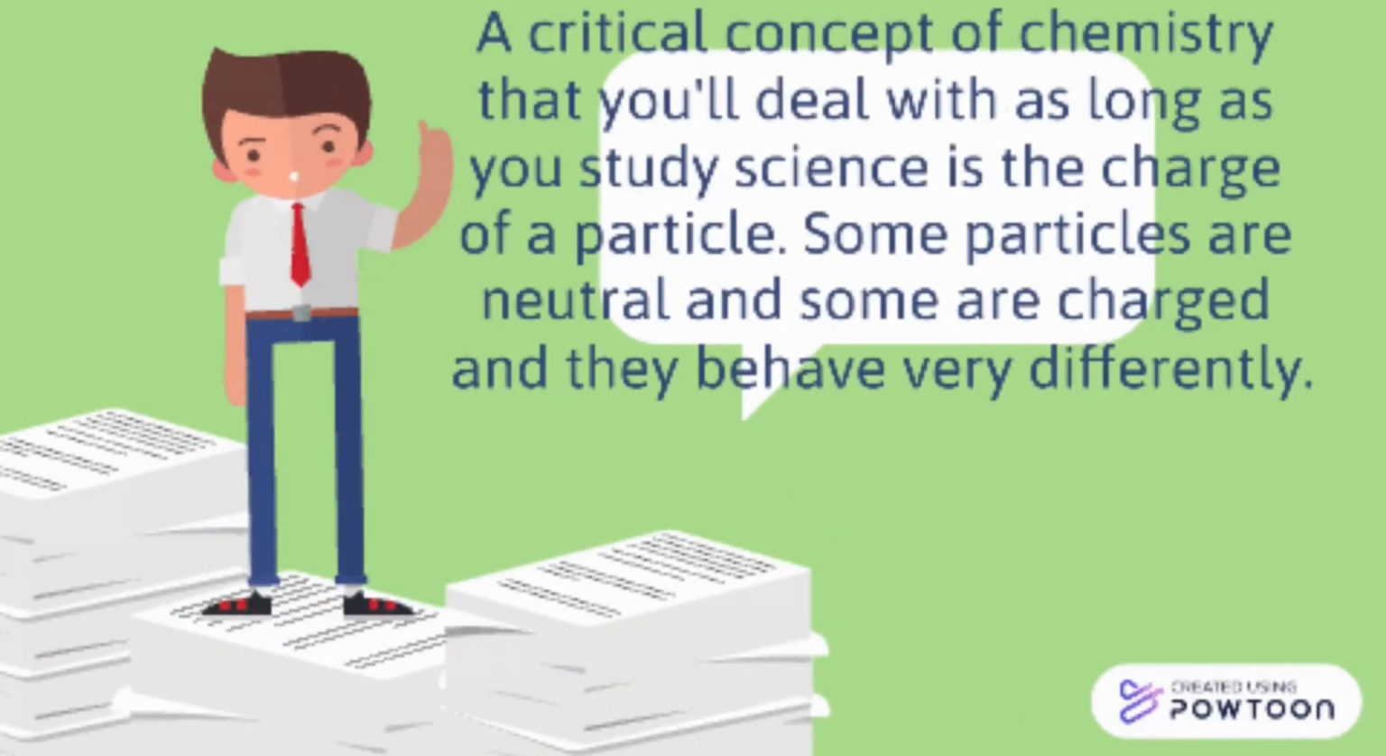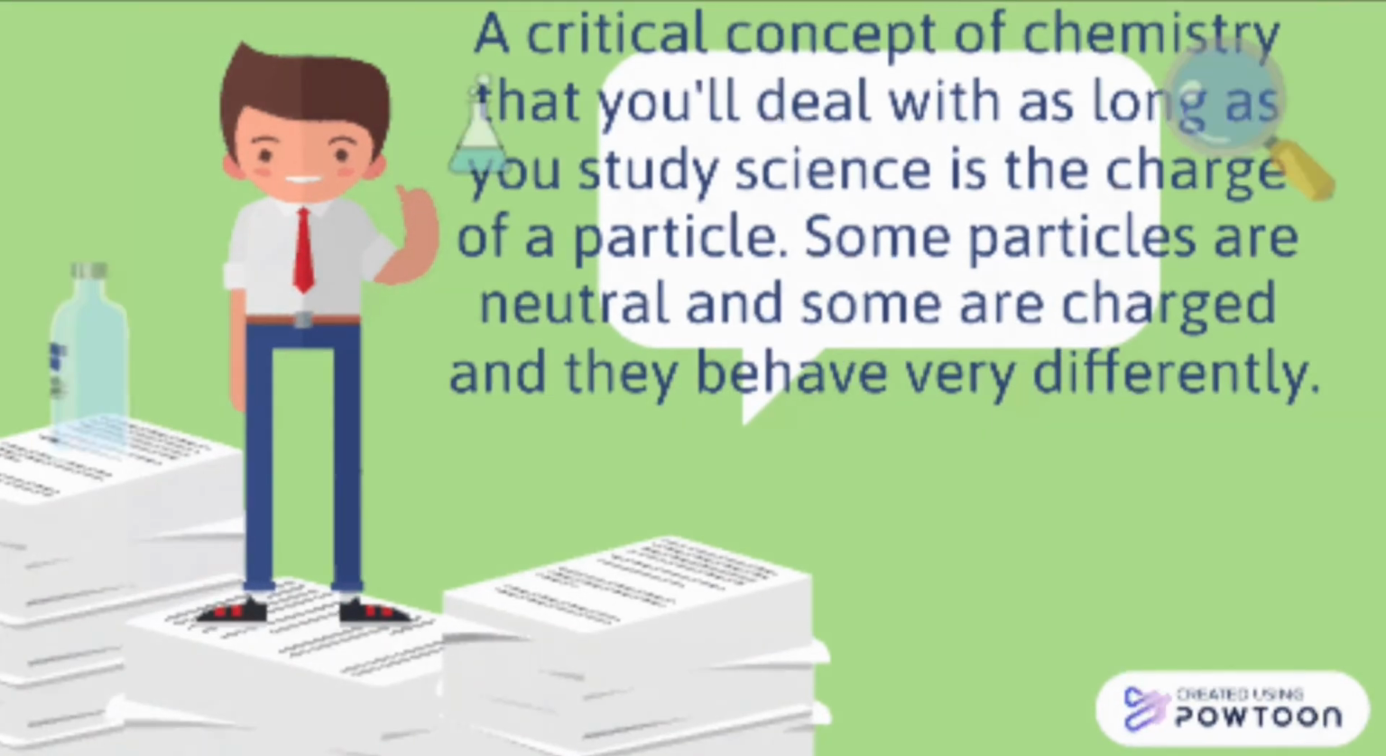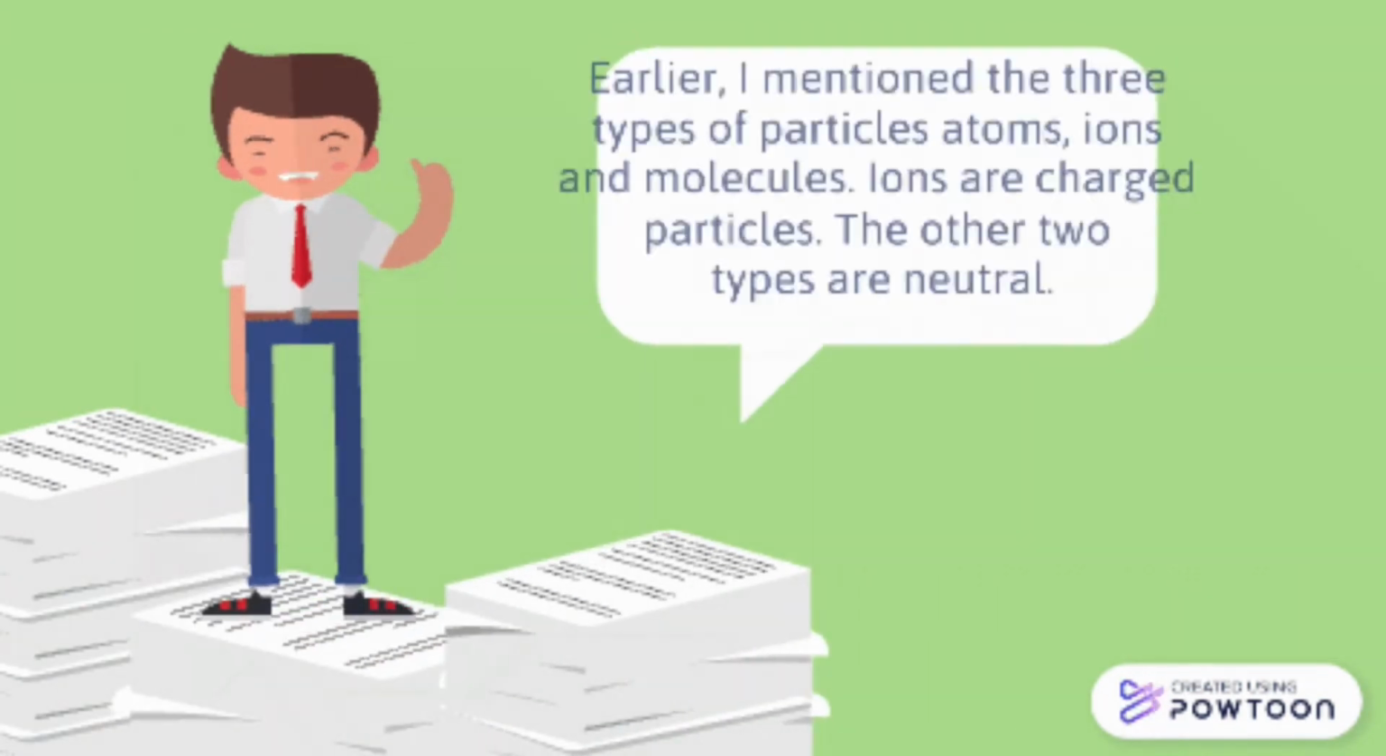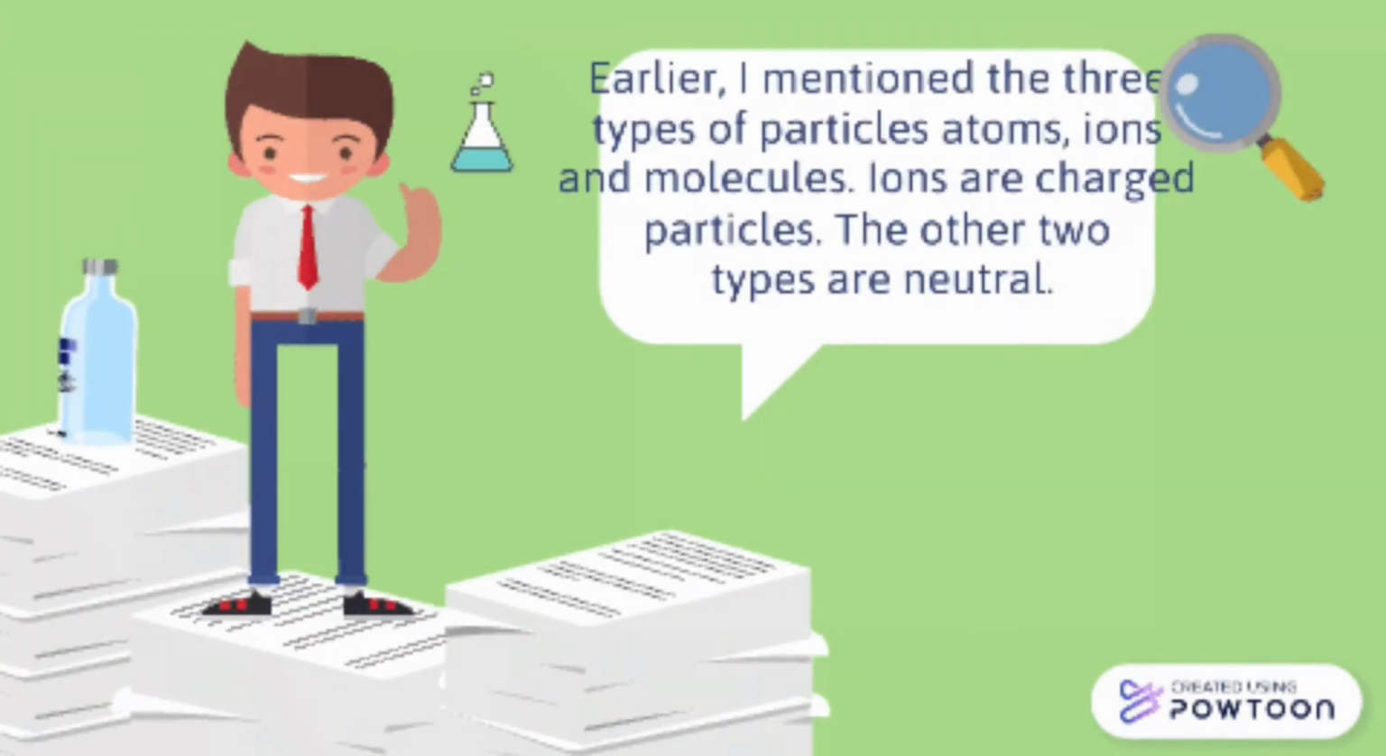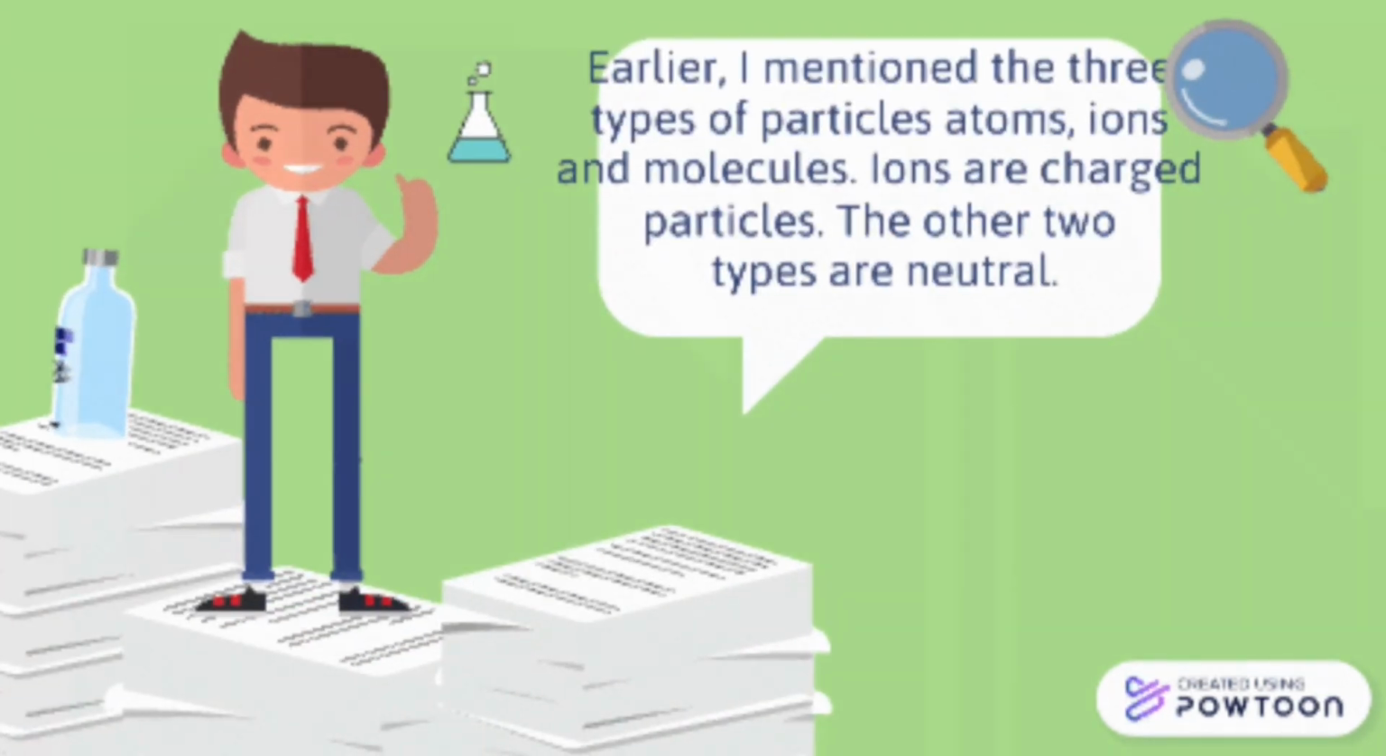A critical concept of chemistry that you will deal with as long as you study science is the charge of a particle. Some particles are neutral, and some are charged, and they behave very differently. Earlier, I mentioned the three types of particles: atoms, ions, and molecules. Ions are charged particles. The other two types are neutral.